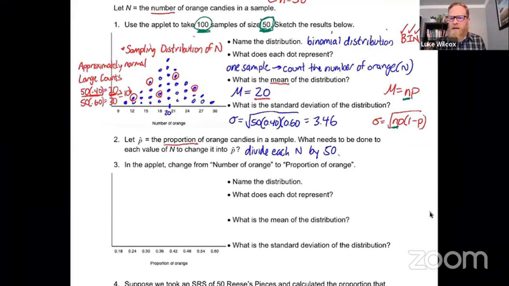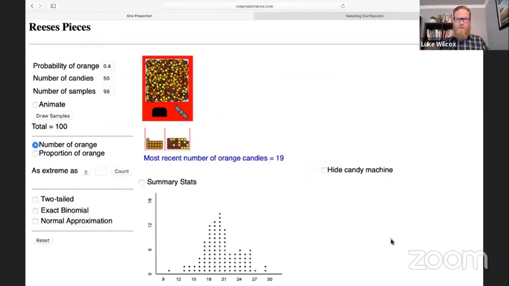So I'm going to take us back to that same applet that we were using, and we've still got our dot plot here. And what I'm going to do is change from the number of orange candies into the proportion of orange candies. And what I want you to do is watch this dot plot here. Okay, watch what changes. So here we go. I'm going to go ahead and change to proportion.